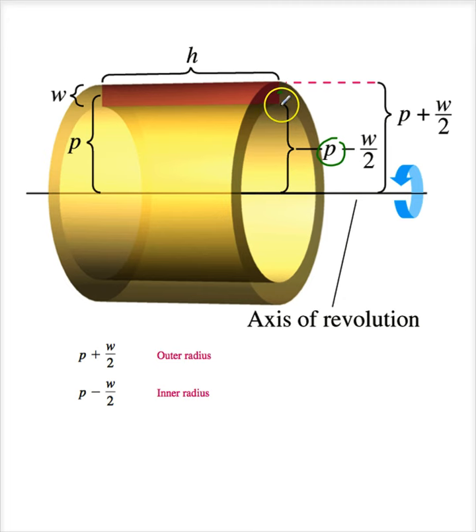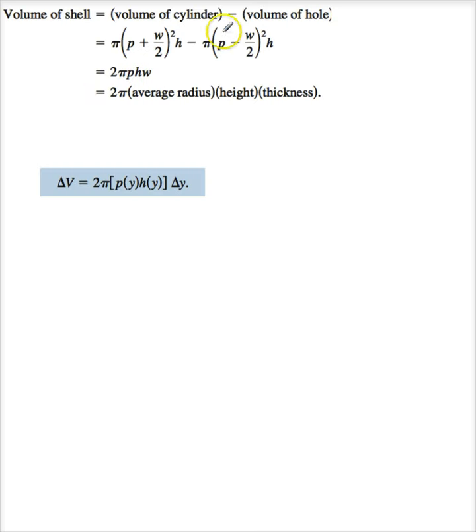Then I'm going to have an inner radius and an outer radius, where since p is the average, the inner radius is p minus w over 2, where w is the width, and the outer radius is p plus w over 2. So when I go to find the volume of the shell, it's the volume of the solid cylinder minus the hole, or pi (p plus w over 2) squared h minus pi (p minus w over 2) squared h.